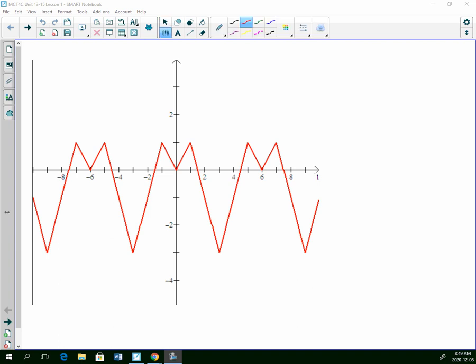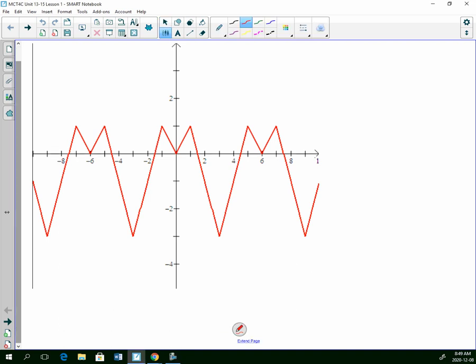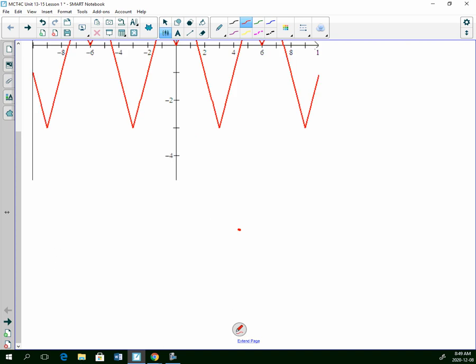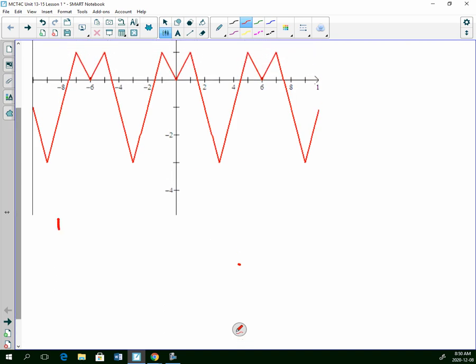Okay, so here I have a diagram or graph of a function, and this function would be considered periodic. And that means that it repeats. Obviously when I look at this graph, I look at the pattern and I can see that the pattern is repeating. So that makes it a periodic graph. So we can determine the period of the graph.